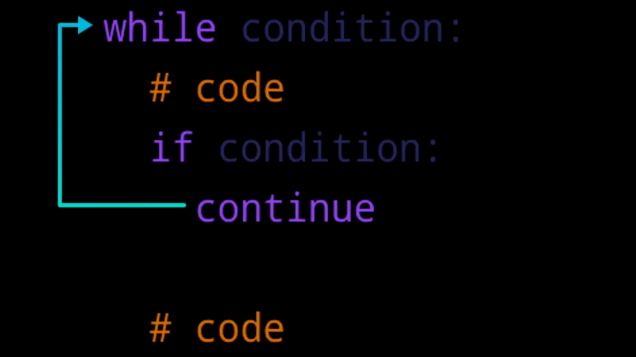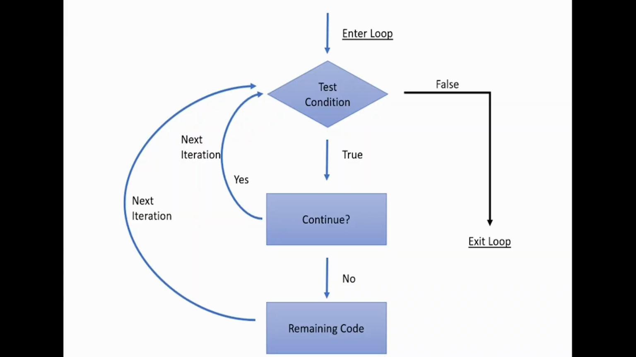In this video, we will learn about the continue statement in Python. Like the break statement, the continue statement can be used only inside for loops and while loops. The continue statement is a control flow tool that allows us to skip a specific part of a loop when a certain condition is met.